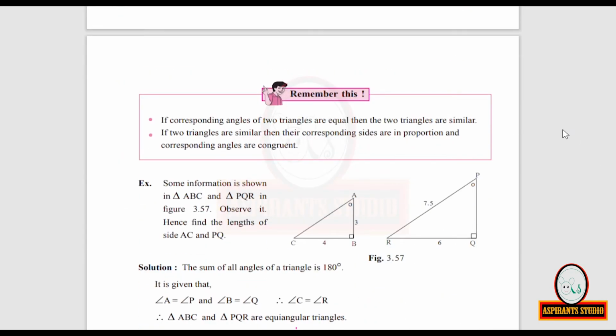Remember this. If corresponding angles of two triangles are equal, then the two triangles are similar. If two triangles are similar, then the corresponding sides are in proportion and corresponding angles are congruent.